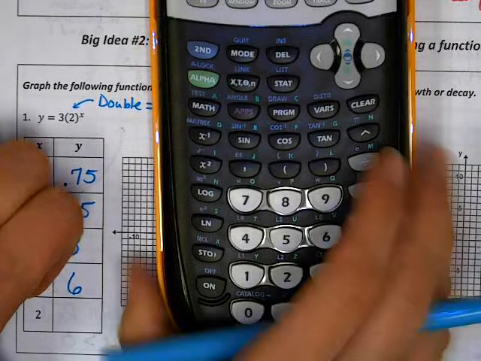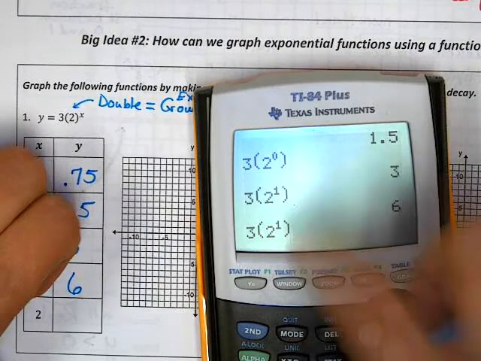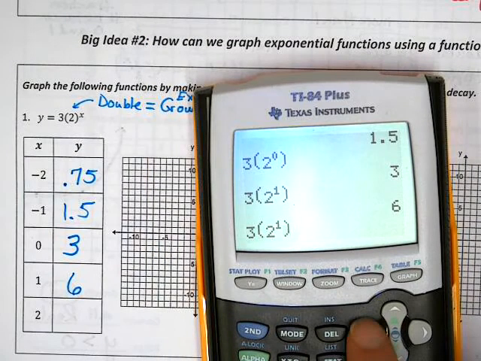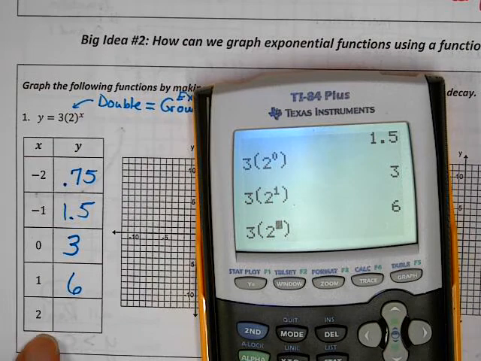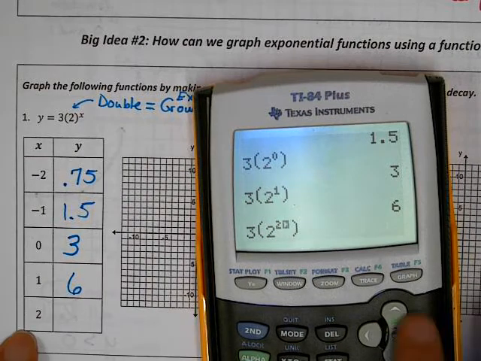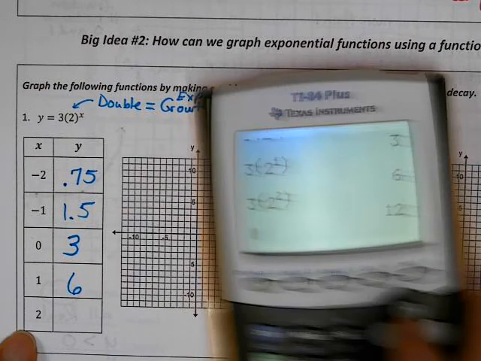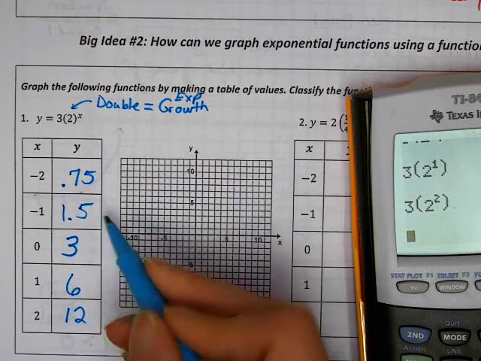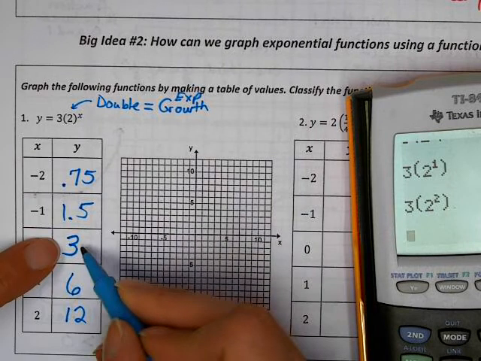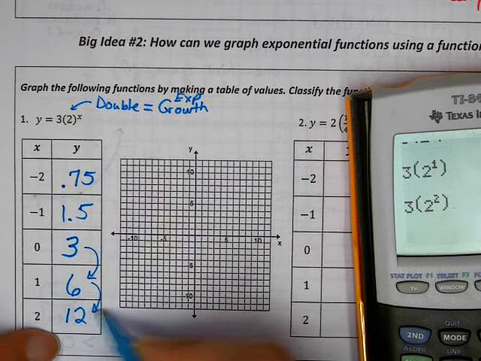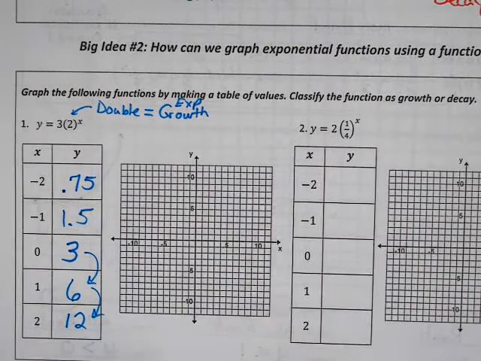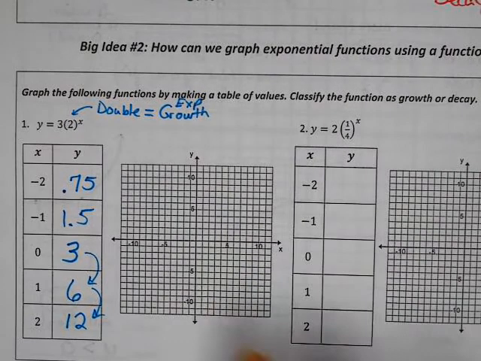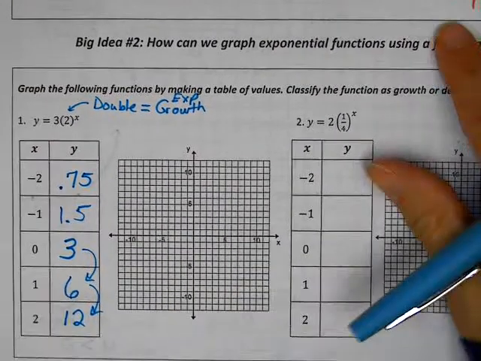Did you guys know I'm hitting second and then enter? When you do that, it brings up the problem you just typed, and I can make a quick adjustment and change the 1 to a 2. That calculates to be 12. Does it look like my numbers are doubling? Did it double? Definitely. The numbers are doubling. This is going to be a growth problem. All right, let's graph it.